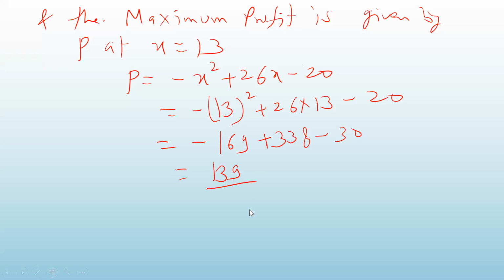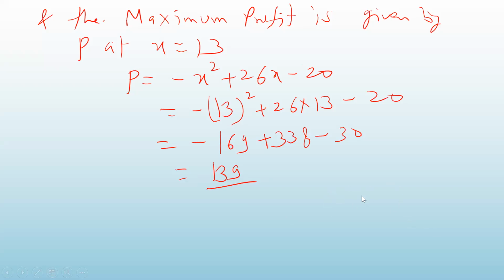And you get maximum profit when x is 13. That means 13 items you manufacture and 13 items are sold, then you get the maximum profit. So I hope you have understood this. So this is how we can maximize the profit.